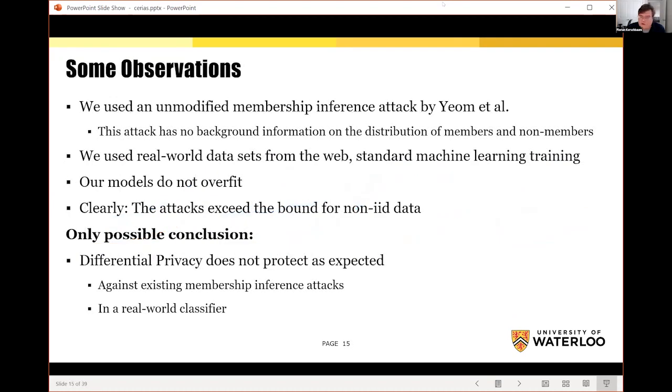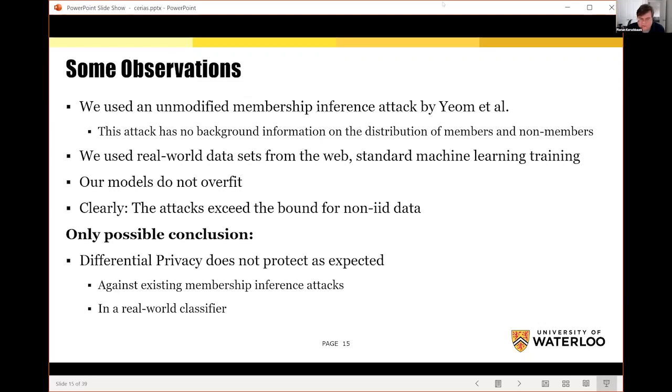Okay, so a few cautionary notes right away. We used an unmodified membership inference attack by Yeom et al. So this attack has no background information on the distribution of members and non-members. We did not make any kind of assumption that the attack knows any kind of background information. It's the exact same algorithm that Yeom et al. used where they actually had proven the bound. It's just that the threshold that they use is slightly optimized.